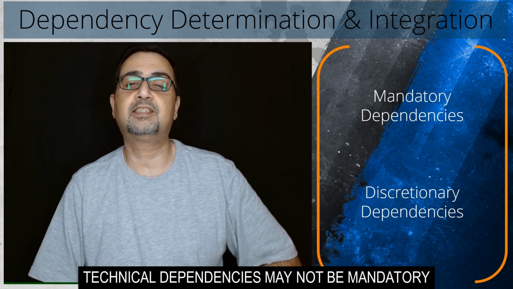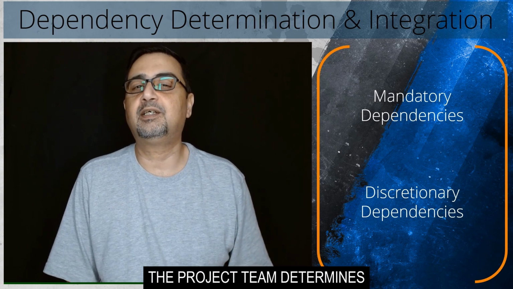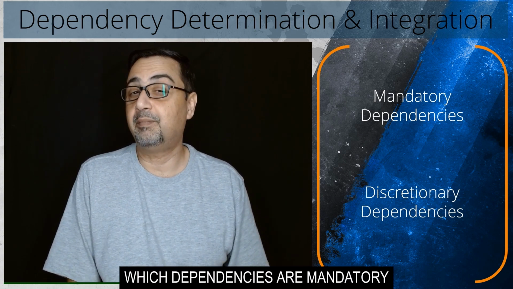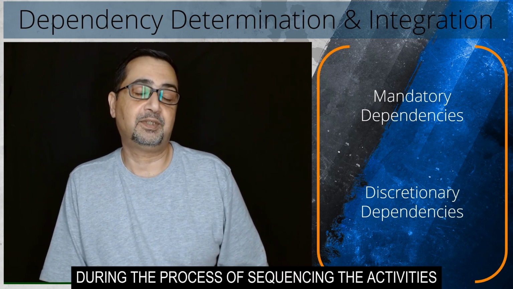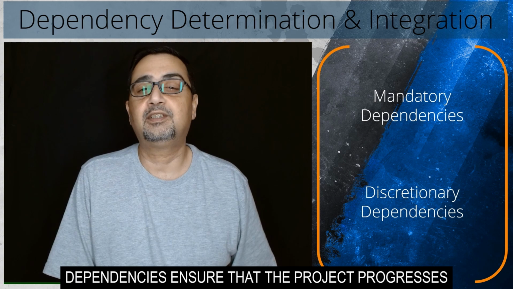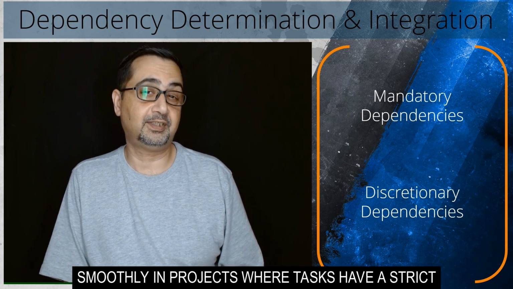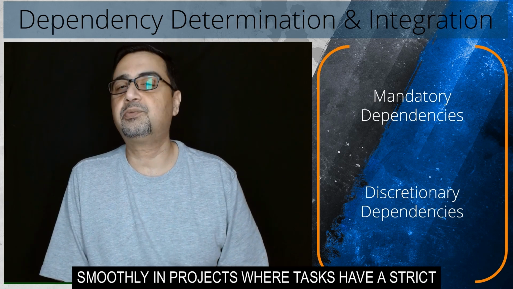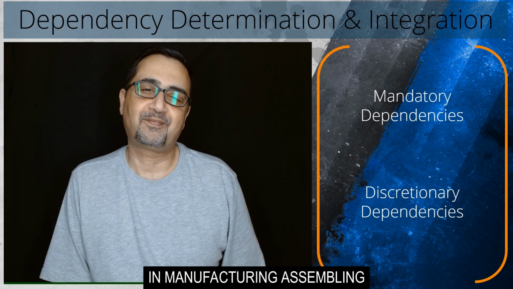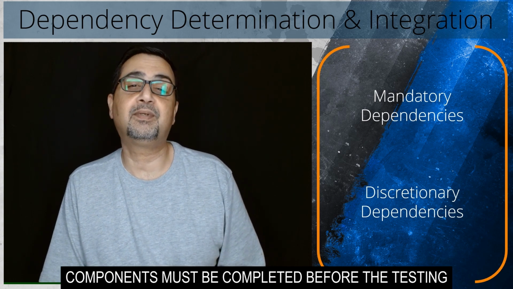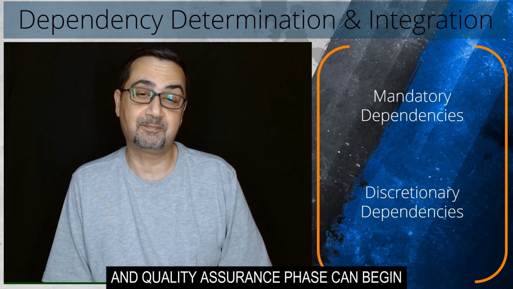Technical dependencies may not be mandatory. The project team determines which dependencies are mandatory during the process of sequencing the activities. Mandatory dependencies ensure that the project progresses smoothly in projects where tasks have a strict sequential workflow. For example, in manufacturing, assembling components must be completed before the testing and quality assurance phase can begin.